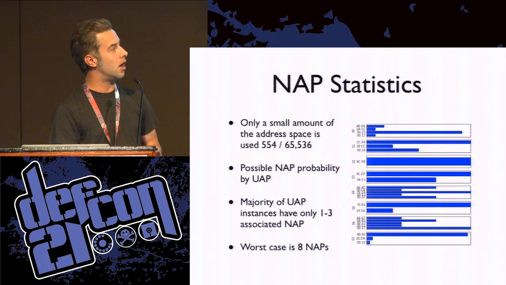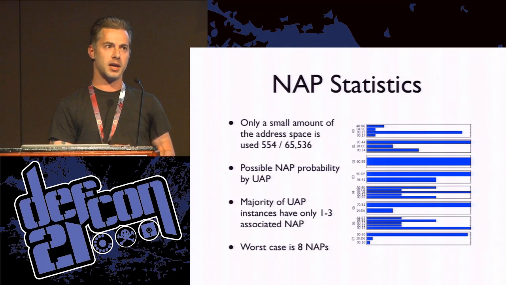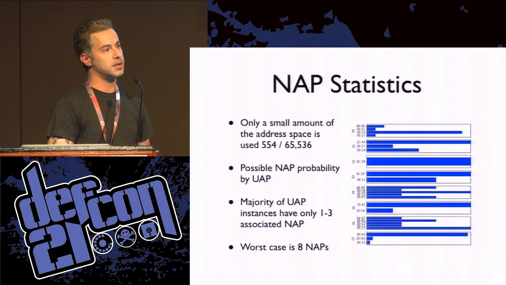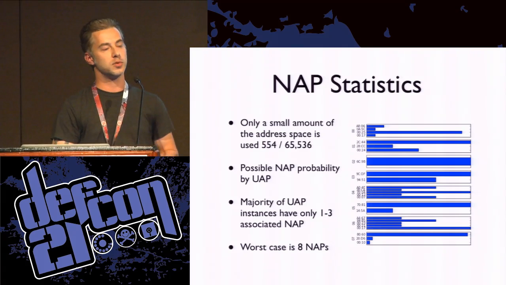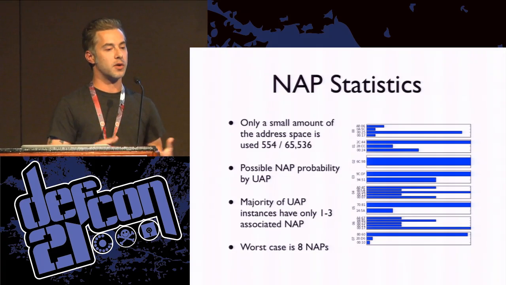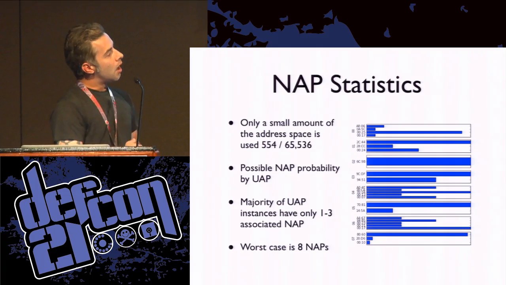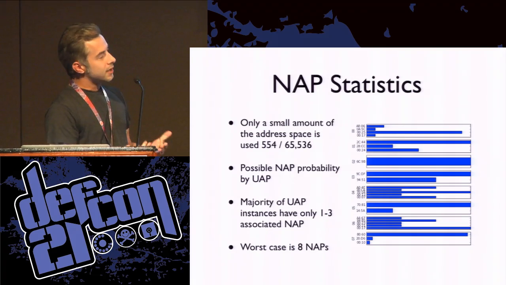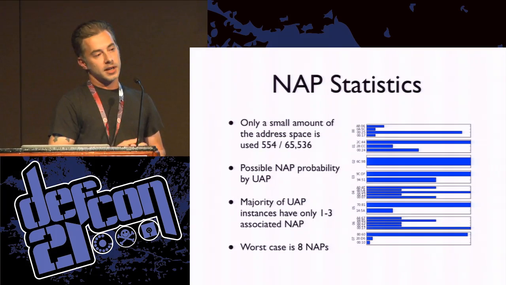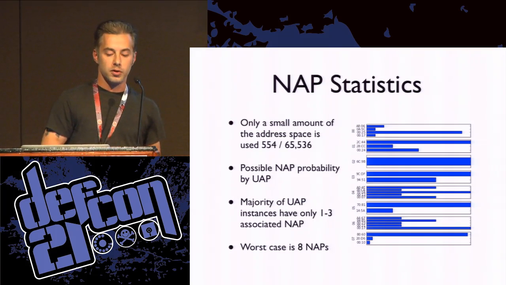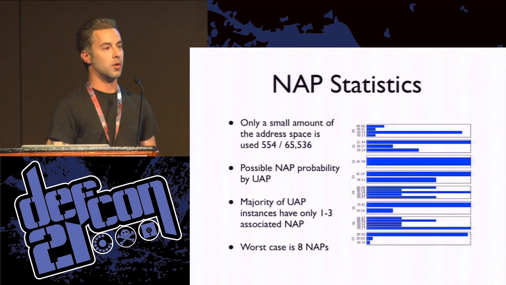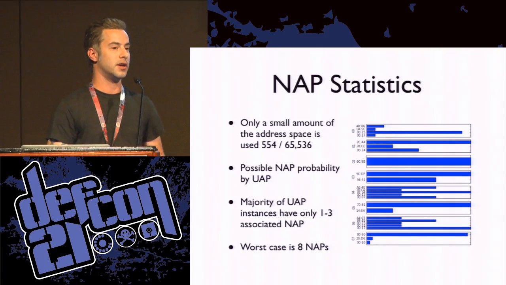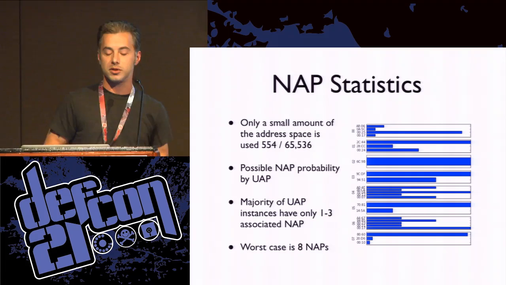Worst case scenario, I think there's eight NAPs associated with one or two of the UAPs on the list. But a 1 in 8 probability isn't too bad, and then you're going to be able to see which ones were actually used the most. So you can narrow that down into the highest probability. That's your worst case scenario. Best case scenario, which happens to be for the majority of all UAPs, is there's only 1, 2, 3 NAPs actually associated with those UAPs. So for the majority of the time, you can narrow it down to 1 or a few NAPs, and then increase your probability based on how many times you saw it.